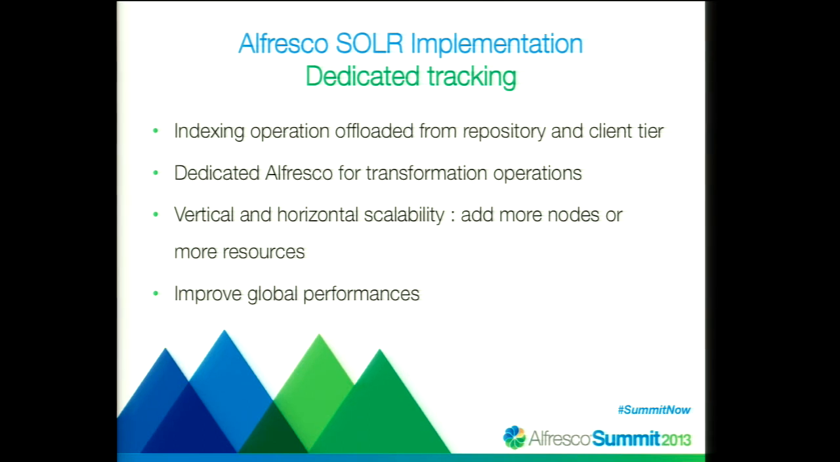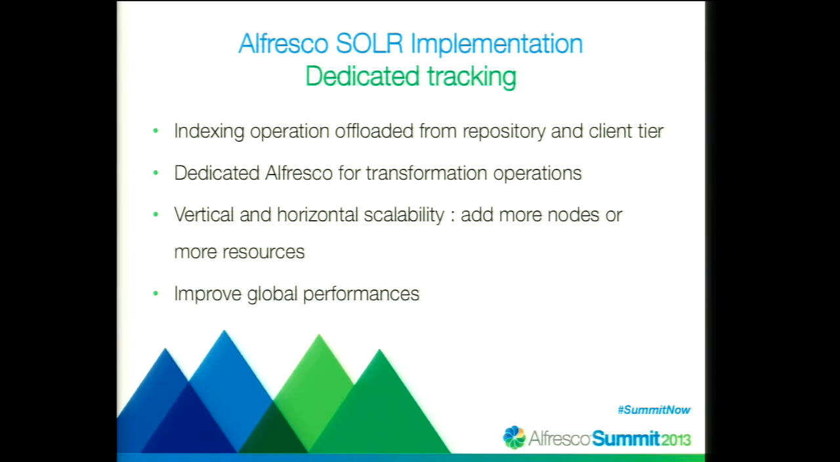So this is a recap of what I just said about this architecture. As I said, the indexing operation is offloaded from the repository tier and client tier to an indexing tier, which is in the background and is not seen by the end users. You have a dedicated Alfresco for transformations, so you can tune your transformations differently. Sometimes you can tune the transformation timeout for the indexing, say a timeout of 16 minutes maybe, or something like this. In general, we should keep it less.